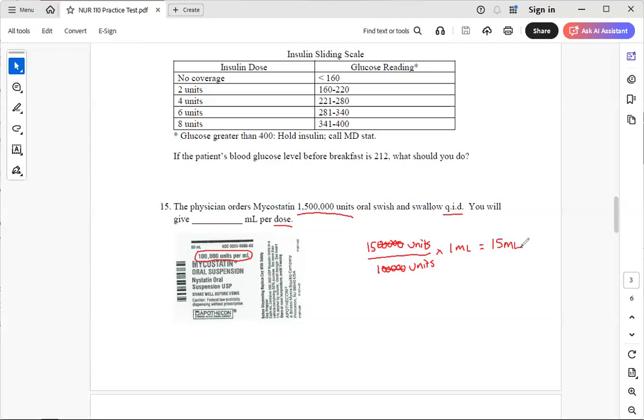If you don't feel comfortable doing that, don't feel obligated to. Just make sure when you plug it into your calculator that you're putting in the 1,500,000 divided by the 100,000, and you'll still get the 15 ml. Like I said, I'm just giving you that as a heads up. And sometimes it's nice to cancel things out and then verify it in your calculator.